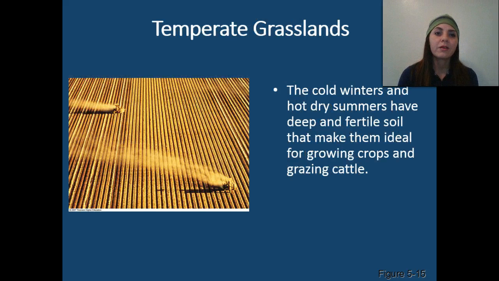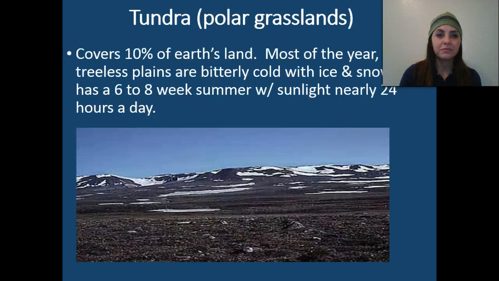In the temperate grasslands, these have cold winters and hot, dry summers, and they have very, very deep, fertile soil. And this makes them a very ideal place for us to plant crops, as well as to grow our livestock and let them graze.